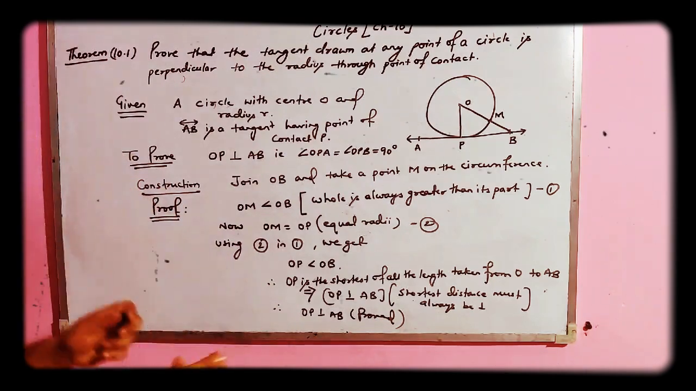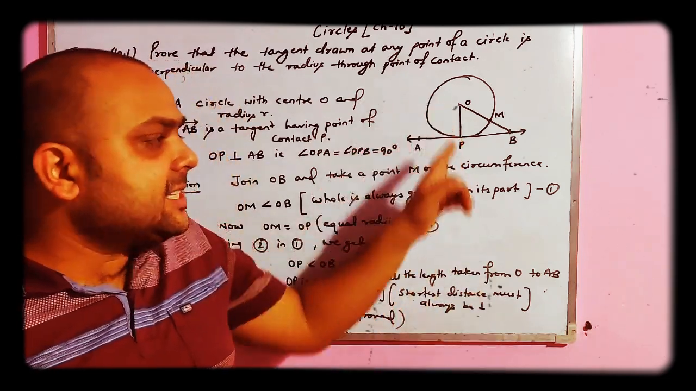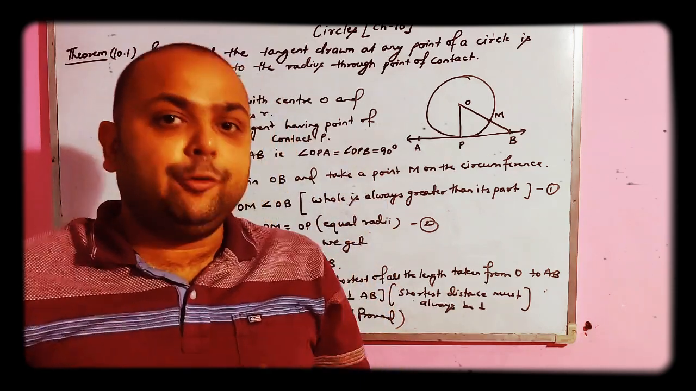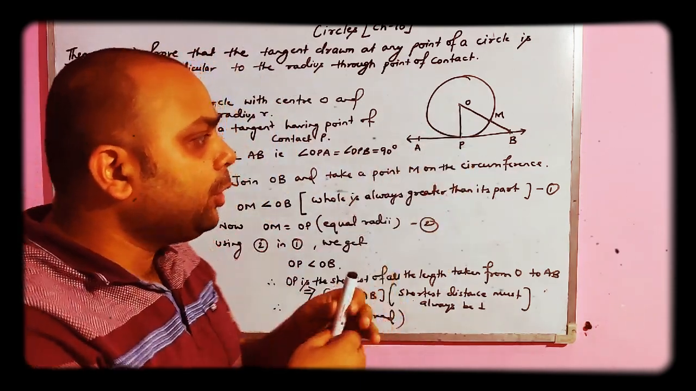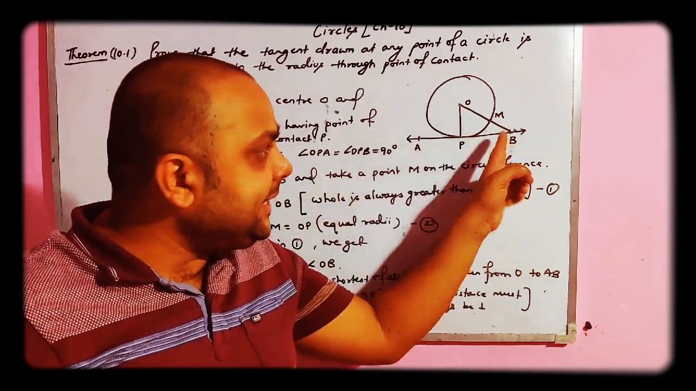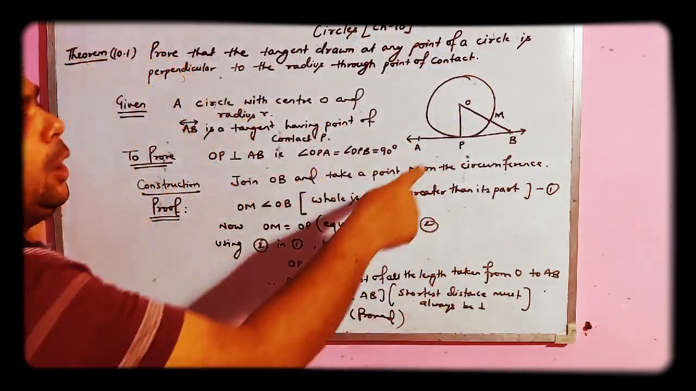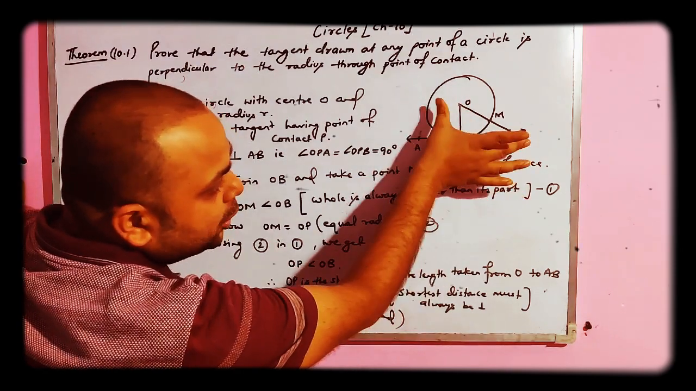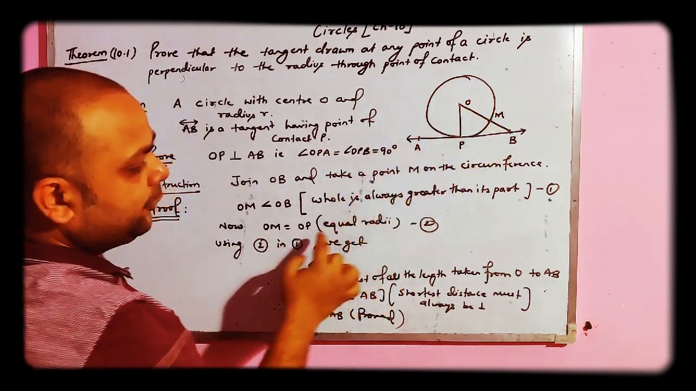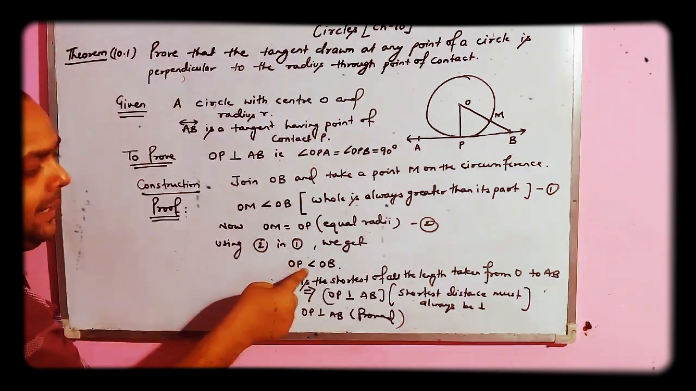So in this theorem, we have a circle with center O and radius R. There is a tangent AB having the point of contact P. Now we need to prove that this radius is perpendicular to this tangent. For that I have joined OB and taken a point M on OB on the circumference. Now OM is always less than OB because OB is a bigger part and OM is a smaller part. Now this OM is equal to OP because of equal radii. So replacing OM with OP, I get OP less than OB.